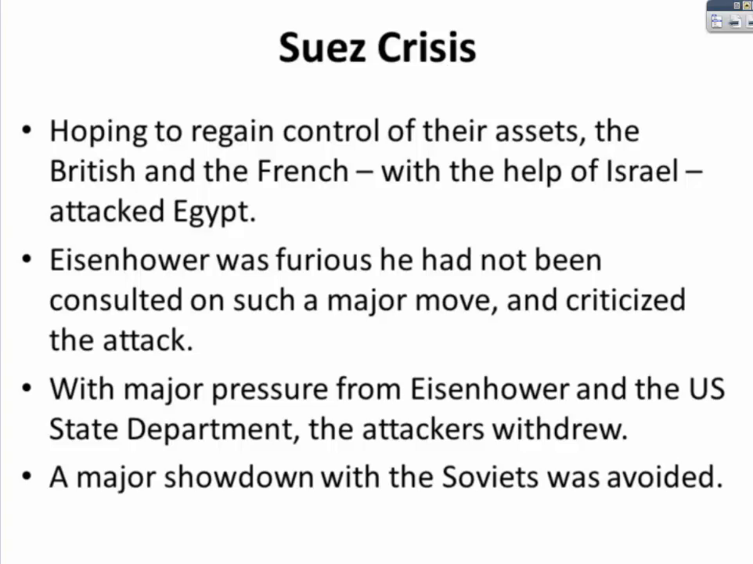President Eisenhower is furious. He's furious mainly because he had not been consulted on such a major move, and he immediately criticizes the attack because he is worried that supporting this move could draw the United States into a broader conflict with the Warsaw Pact nations, especially the Soviet Union. With major pressure from Eisenhower and the U.S. State Department, the attackers withdraw and a major showdown with the Soviet Union is avoided.